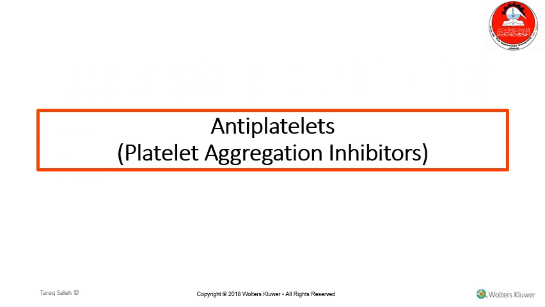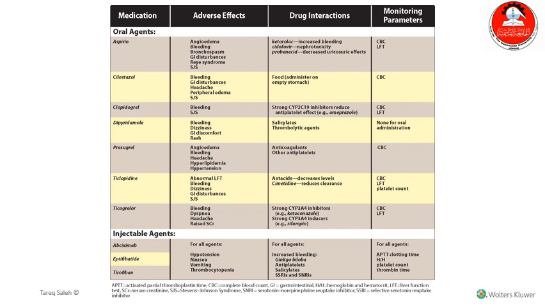So let's start discussing examples of the available antiplatelet drugs. In this table, all the available antiplatelet drugs are listed, in addition to some of their relative adverse effects and drug-drug interactions. Note here that when these drugs are prescribed, we would like to monitor their actions by measuring certain important parameters, including complete blood count, liver function tests, and bleeding time.